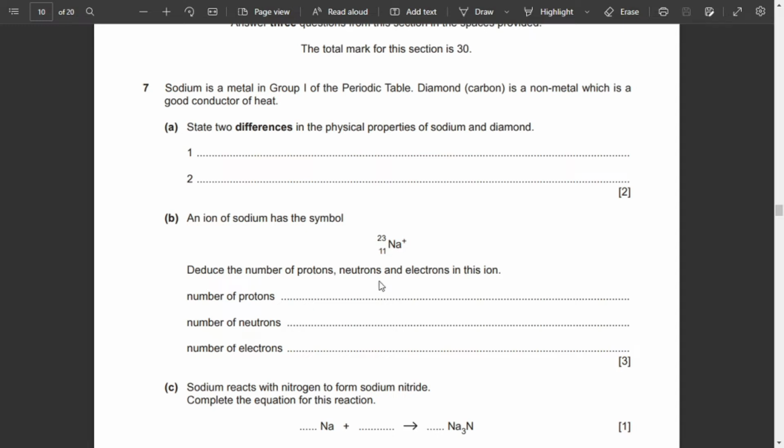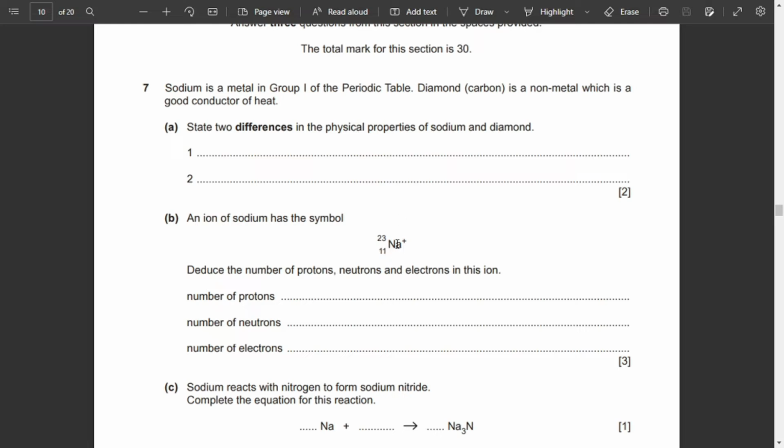Why 23 minus 11? Because 23 is the atomic mass. And what is atomic mass? Atomic mass is the total number of protons and the total number of neutrons. If you want to find neutrons, we need to subtract the protons from it, that is 11 given to us over here. So 23 minus 11 is 12, so number of neutrons will be 12.